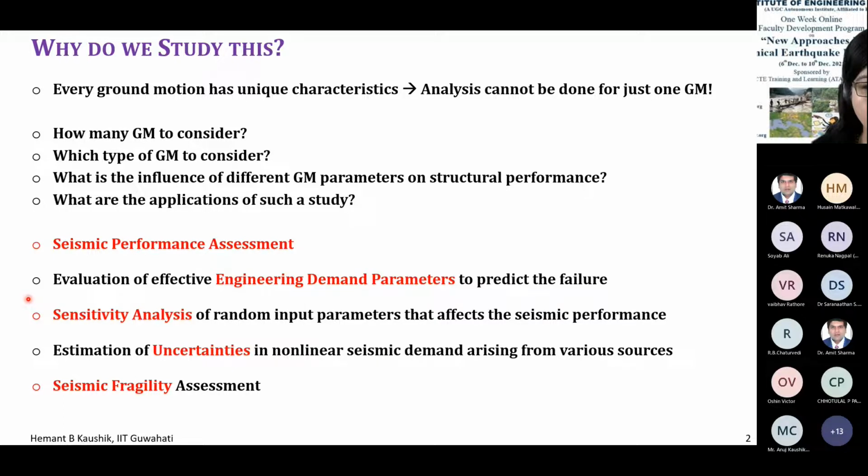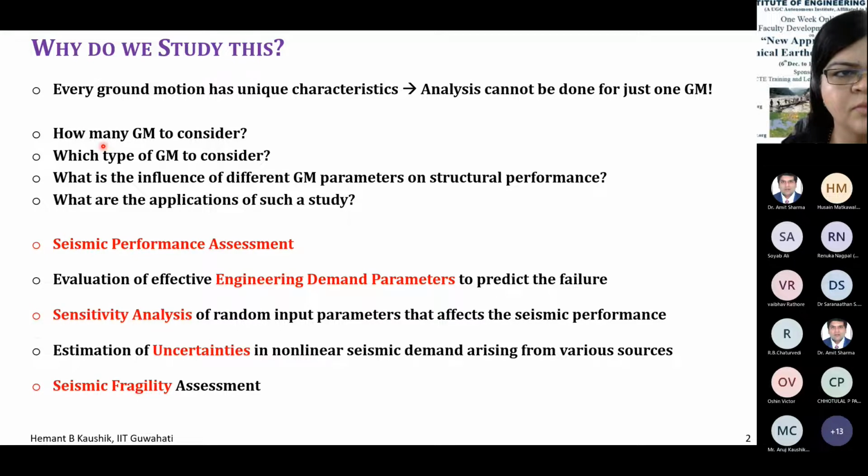For example, the top displacement of a structure. Let's say there is a 4-story building. When we do pushover analysis or any analysis, we can measure the displacement at any point of the structure. So that displacement is one of the engineering demand parameters, right? The bending moment in the column, the shear force in the column, or any other deflection, any demand parameter can be used in the analysis. But what is the most effective engineering demand parameter that can be used to predict the failure? So this study requires a lot of input from the ground motion side.